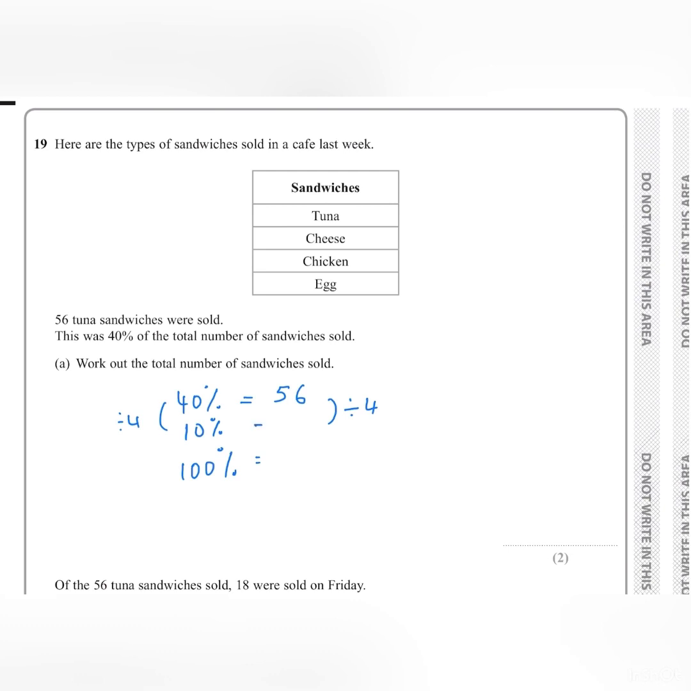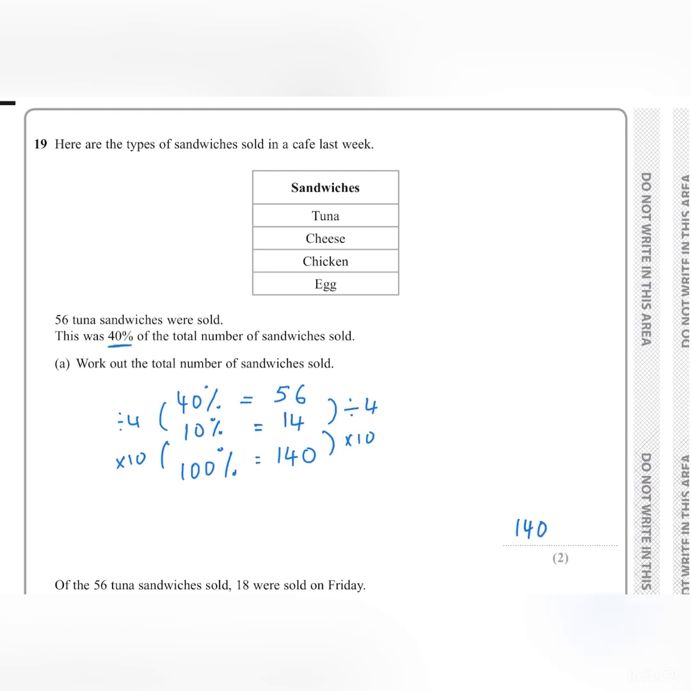Okay, which is 14. So 10% is worth 14, and then times by 10, and then times by 10. So 100% value would be 140. So 140 sandwiches were sold altogether.